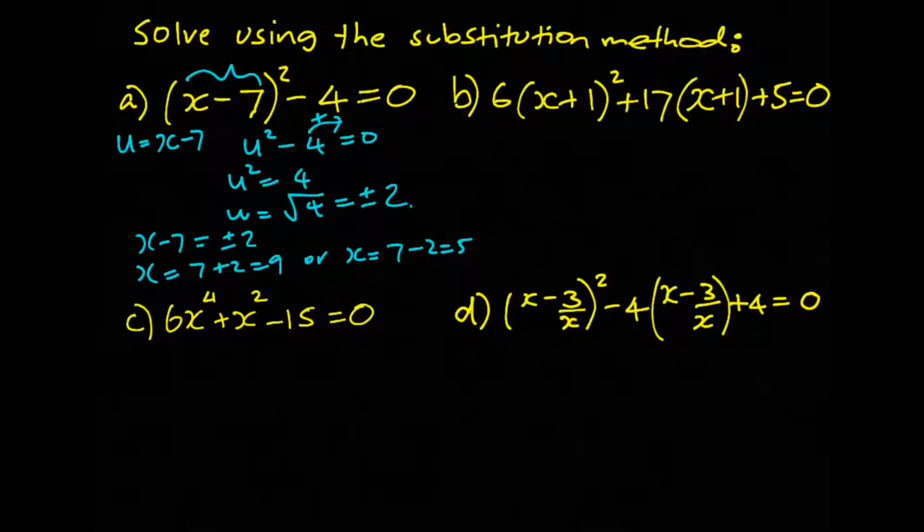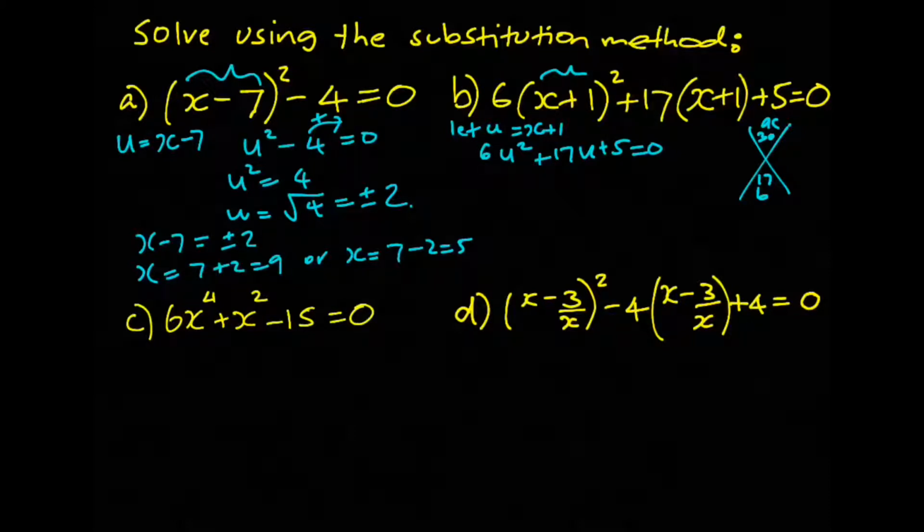Now part B, we sub in u for that, so we say let u equals x plus 1. So we've got 6u squared plus 17u plus 5 equals 0, and that's in the form of a quadratic equation. We can't simplify it, so we do the a, c on b and b. So we've got a times c is positive 30, b is positive 17.